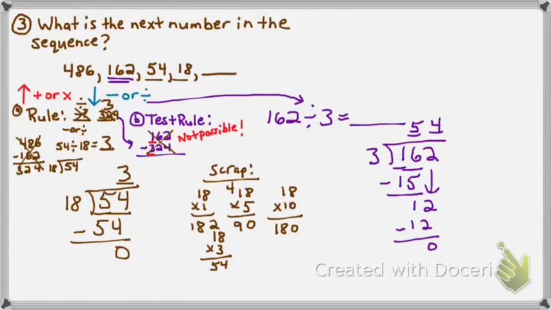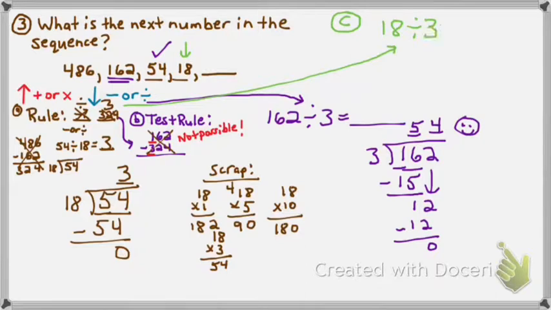Perfect. So my answer should be 54, and if I look back in my chart, yes, 54 is the next number, so therefore I know the rule divide by 3 is the correct rule. Now I need to fill in the last blank, and that will be step C. So I'll take the number in front of the blank, which is 18. I'll apply the rule, which is divide by 3, and that should give me what the missing number is. And I know that 18 divided by 3 equals 6. So my missing number should be 6.